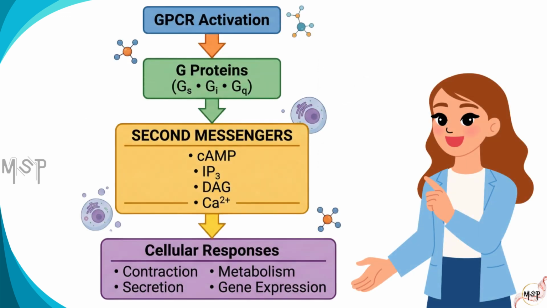Now, let us shift our focus from the G protein subunits themselves to the real signal carriers inside the cell. We will now explore the major second messengers, cyclic AMP, IP3, diacylglycerol, and calcium, and understand how each one translates receptor activation into specific cellular actions.